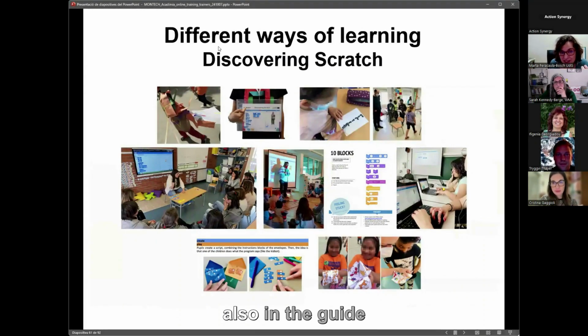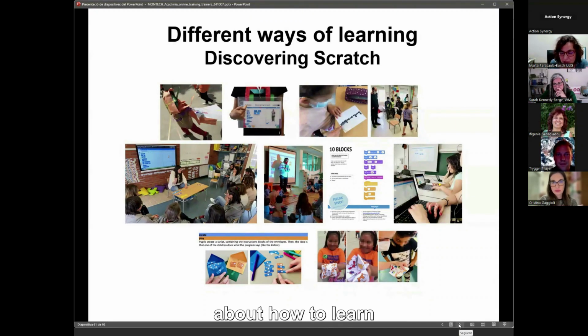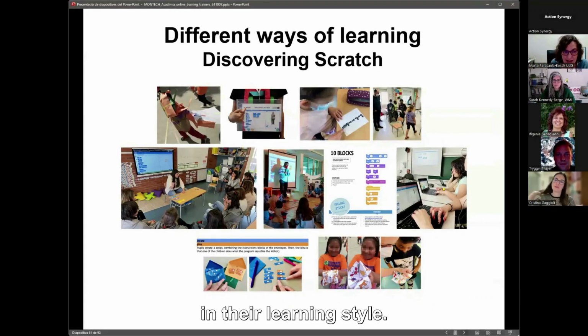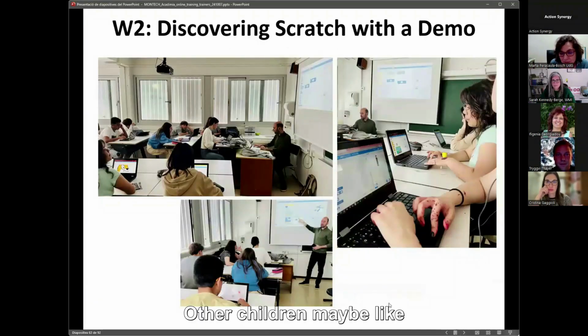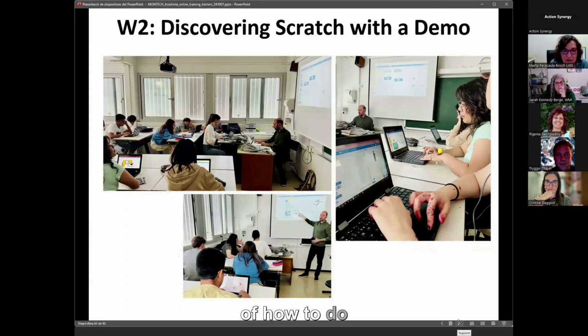What we have tried in the guide is to have different ways of learning. For example, in the activities of discovering Scratch, there are many proposals in the guide about how to learn Scratch, because children have different learning styles, and some prefer one style, some prefer others, and they learn better in their own learning style. So, for example, some children like to discover Scratch with the tutorials that the platform provides. Other children maybe prefer the demos. So we also put examples of how to do it in the guide.